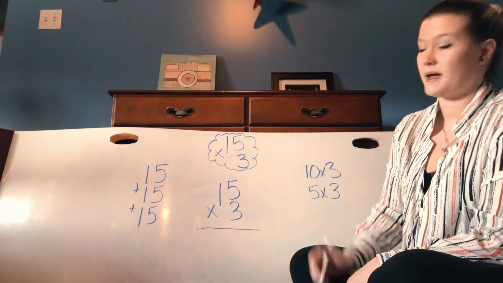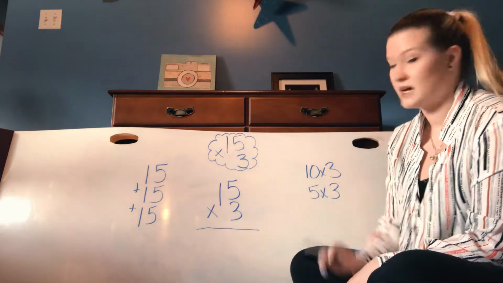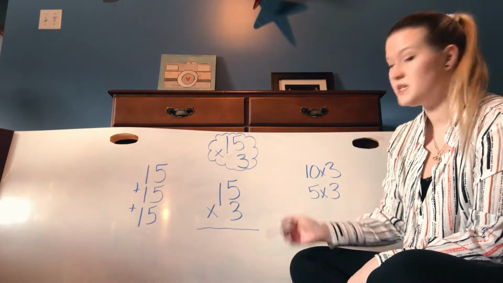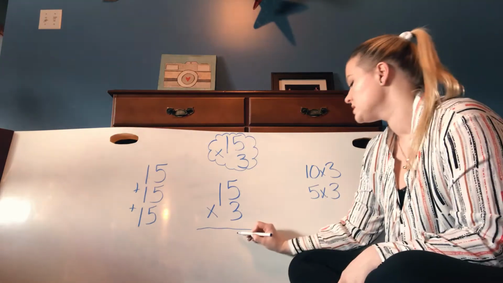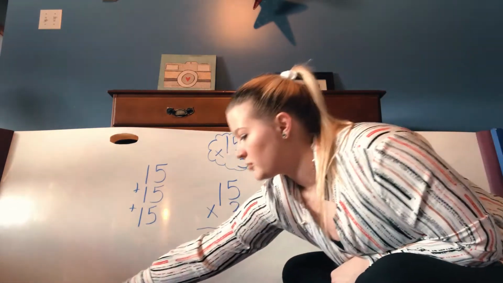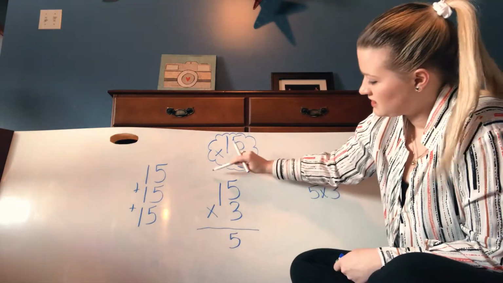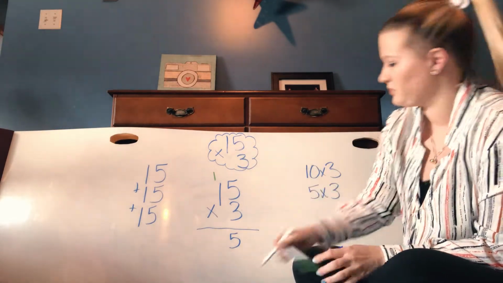You start by multiplying your ones column. So here we've got 3 times 5, which we know equals 15. Now we know that 15 is too big to stay in the ones column, so we need to put the 5 below, and we're going to carry that 1 from our 15 over here into the tens column. But we're going to leave him alone for now because there's something a little different about him.